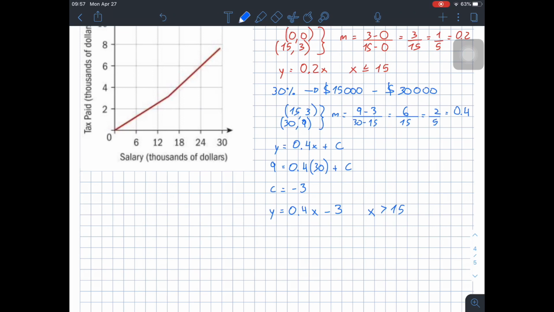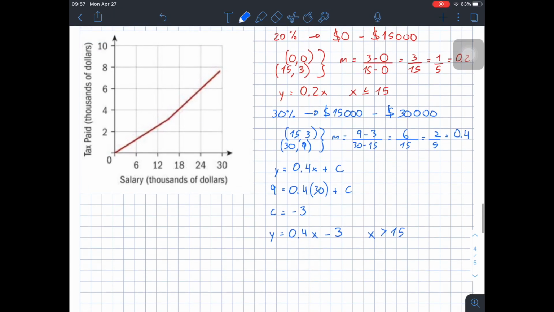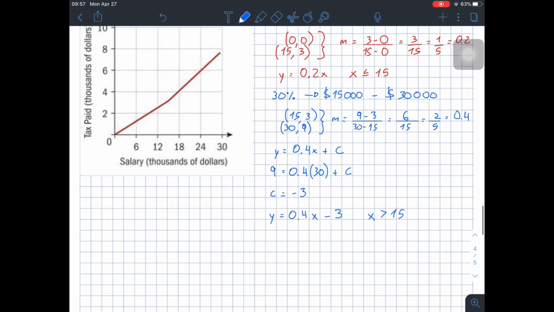So finally, the piecewise function will look something like this. Let me finish this by doing f of x equals, we open the brace and we have 0.2x for x smaller or equal than 15, and 0.4x minus 3 for x greater than 15. This is a piecewise function that models this graph over here, okay?